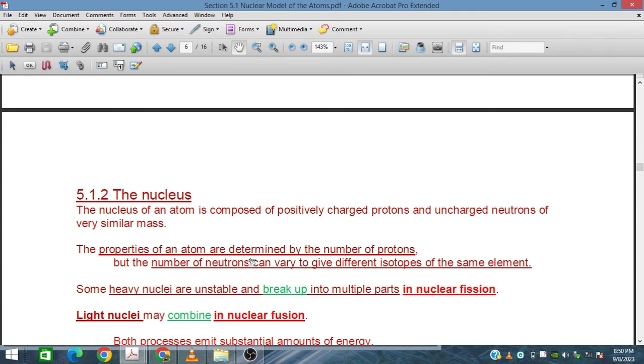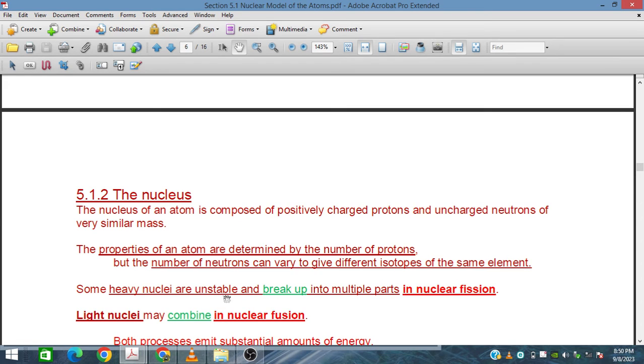The properties of an atom are determined by the number of protons, but the number of neutrons can vary to give different isotopes of the same element. So the number of protons basically defines the properties of the atom, and if the number of neutrons changes in the same atom, then that is called an isotope of that element.